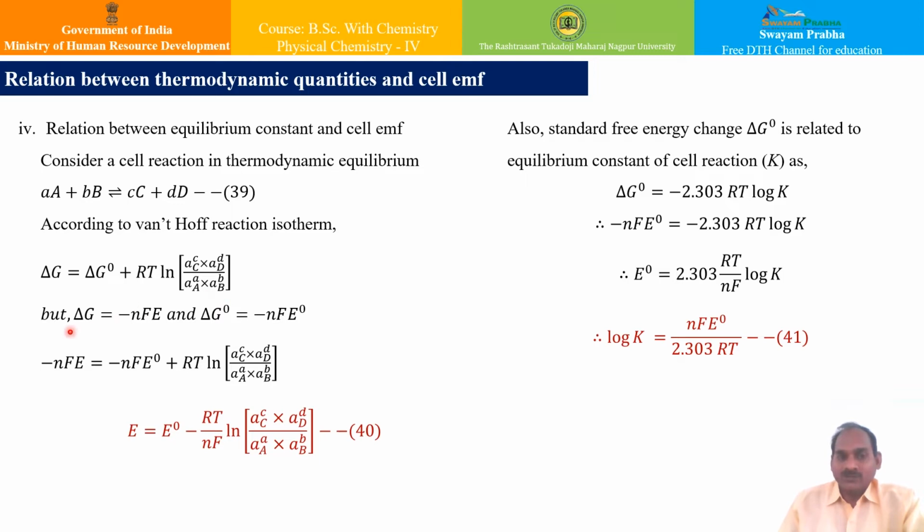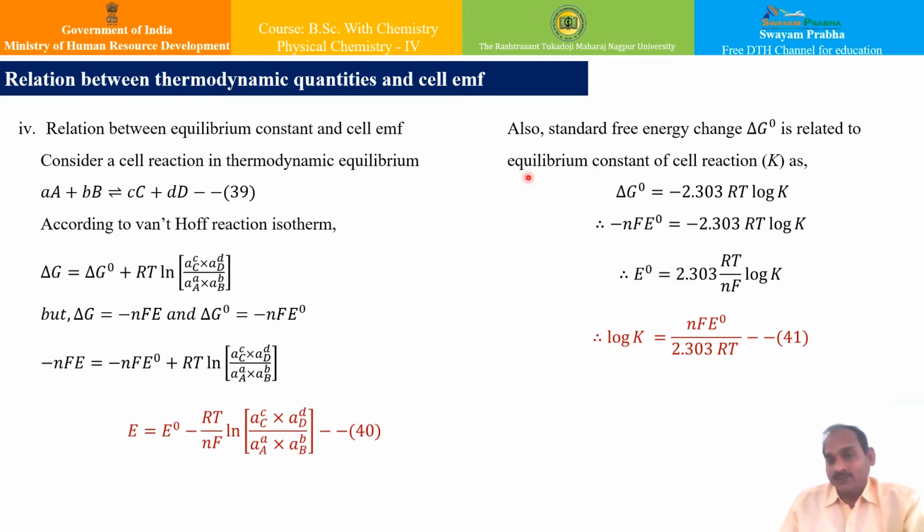Okay. So I know that delta G is equal to minus NFE and delta G standard is equal to minus NFE standard. So if I substitute over here, I get this particular expression taking the shape of this: E is equal to E standard minus RT upon NF, ln of product of activities of the product side upon product of activities of the reactant side.